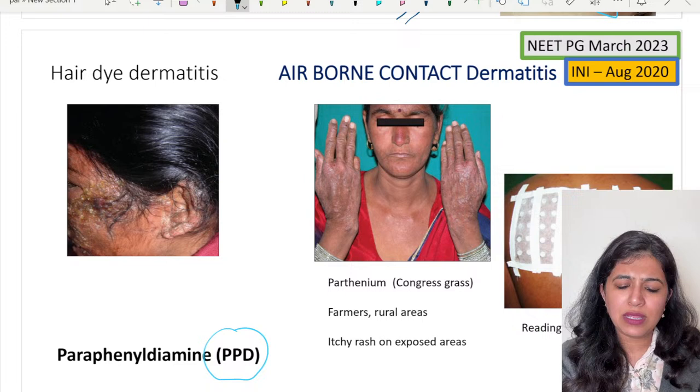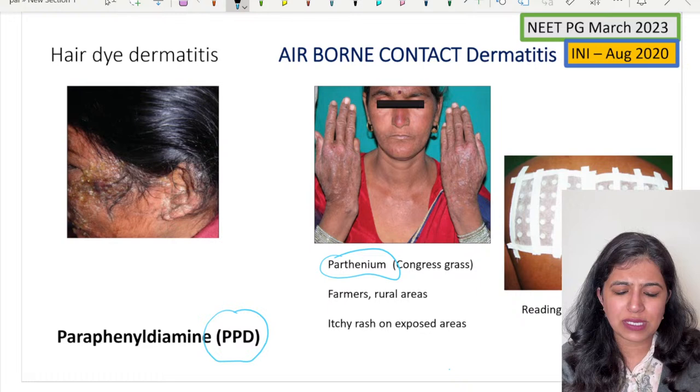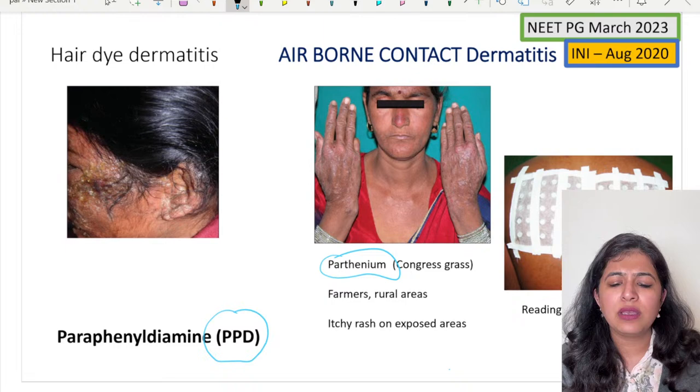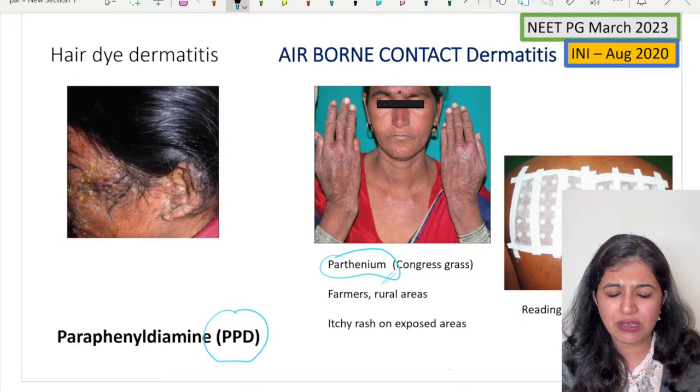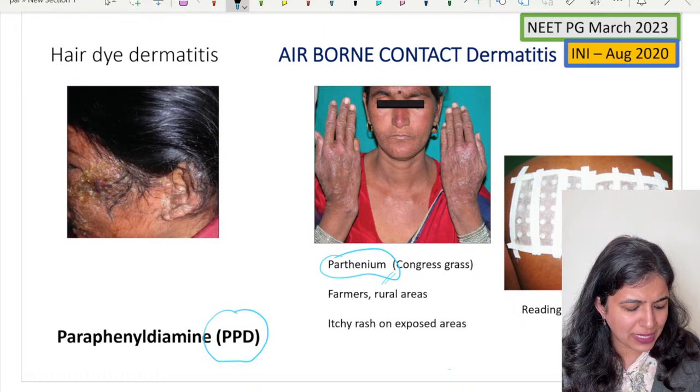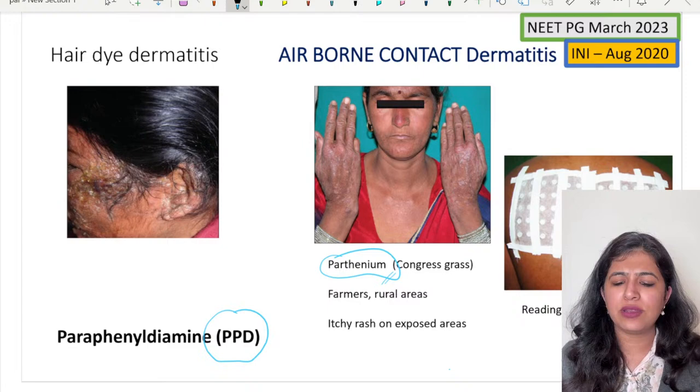And we have a farmer with airborne contact dermatitis, where the cause is parthenium. So a hair dye dermatitis is caused by paraphenylenediamine, while airborne contact dermatitis is parthenium. Farmer presenting with an itchy rash on exposed parts of the body. The test that we do to confirm is the patch test, where the reading is taken at 48 and 96 hours.